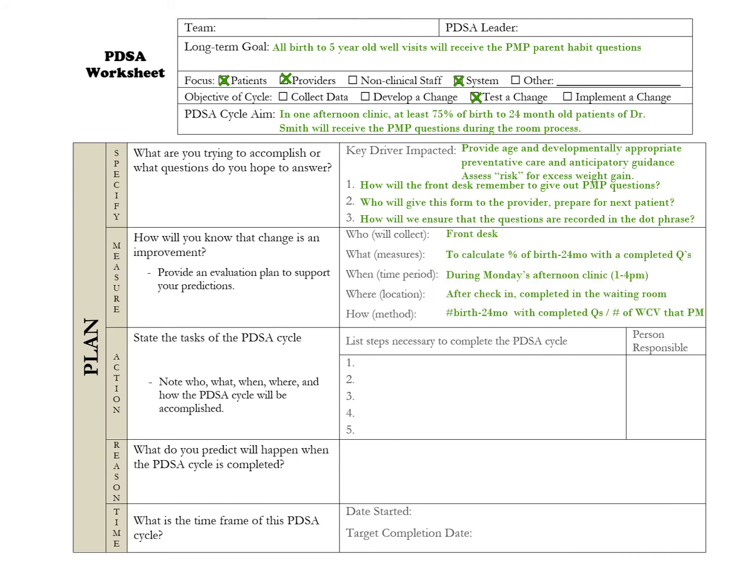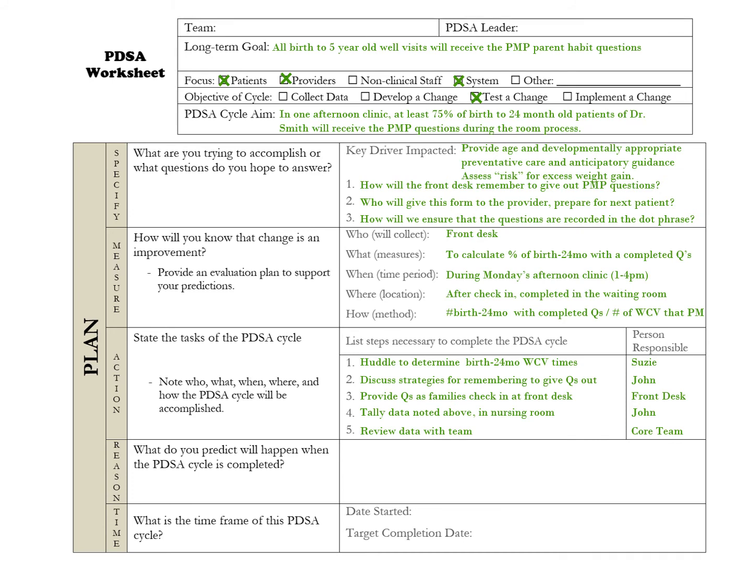The plan for right now, just what we're testing, is to have the front desk provide the parent questionnaire for birth through 24 months, and then we will calculate what percent of that population received the form and had it completed. We're going to do this just during Monday's afternoon clinic, and we'll check in and see if it's completed in the waiting room. And our method of evaluating this will be the number of those families that completed the 3 questions out of all those families that attended a well child visit during that time.